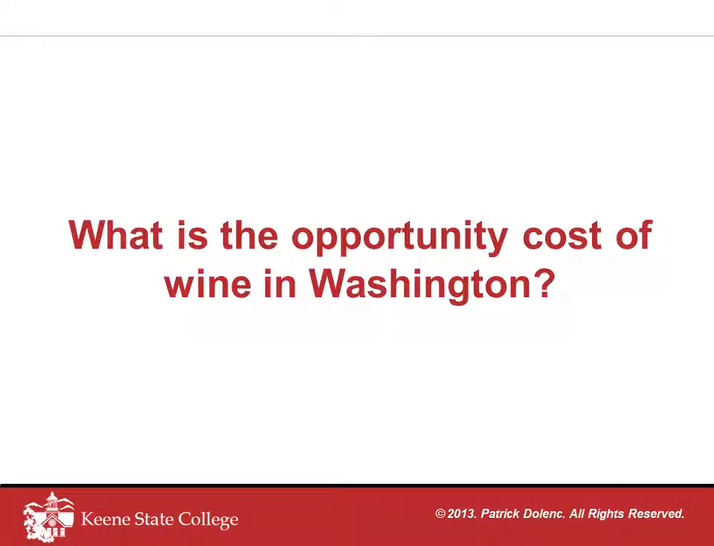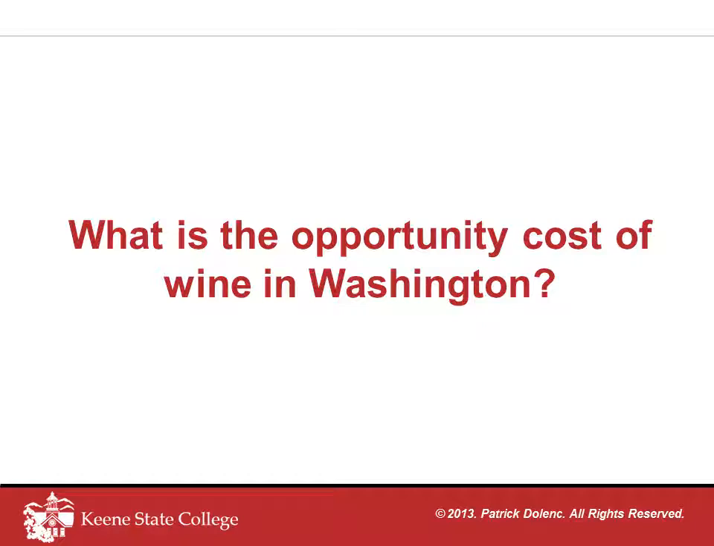In each of these exercises, we want to focus on the per unit cost. That is to say, when we ask what is the opportunity cost of wine, we want to know what sacrifice is involved to get one additional wine in the state of Washington.